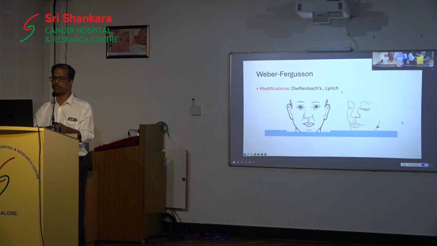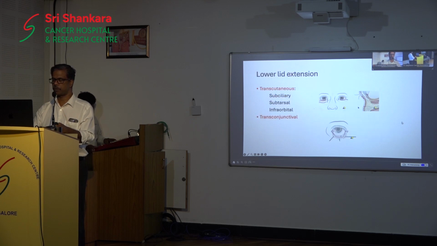Now coming to the Weber-Ferguson incision, and this has a lateral extension. This is called a Diefenbach extension, and it also has a lip split. And sometimes if you need it vertically upwards, you can change it to a Lynch type of extension. And this is about the lateral lower lid extension, it can be a transcutaneous or a transconjunctival extension. And here we prefer transcutaneous subciliary extension.